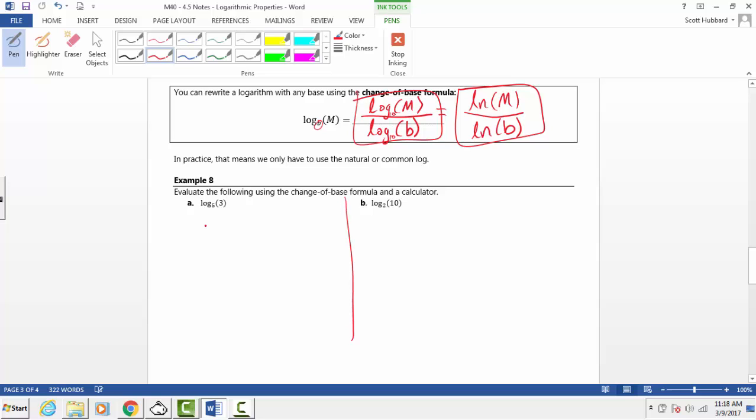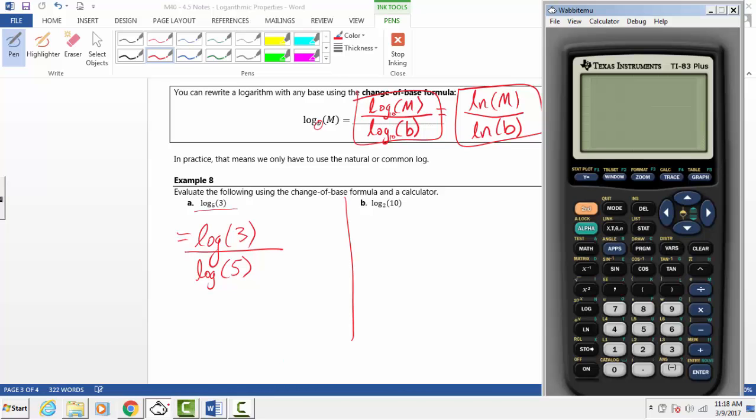So for instance, if we want to evaluate log base 5 of 3, there's no way we can do that in a calculator without this change of base formula. This is going to equal log of the input, log 3, divided by log 5. If we go over here, we're just going to enter that now. It's going to be log 3 divided by log 5. And there you go. You get a nasty decimal, 0.6826.